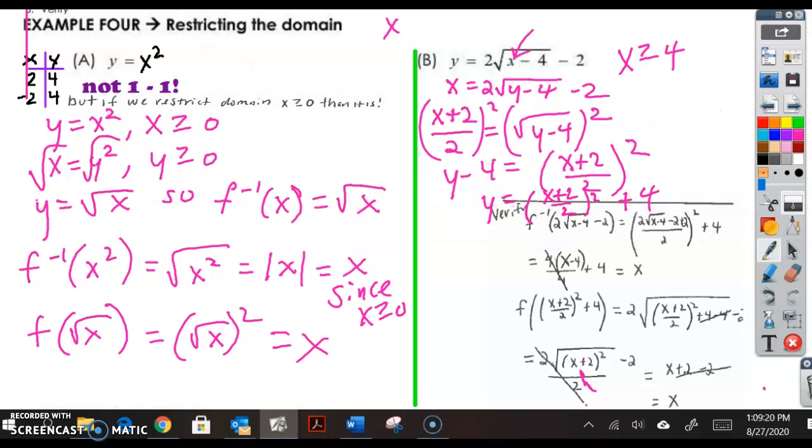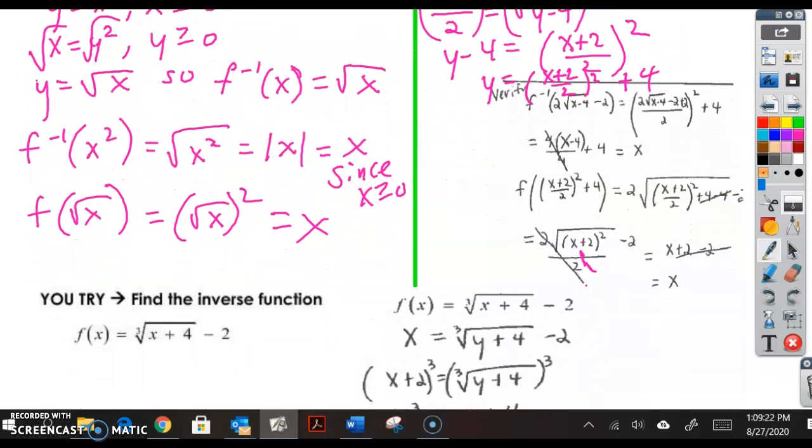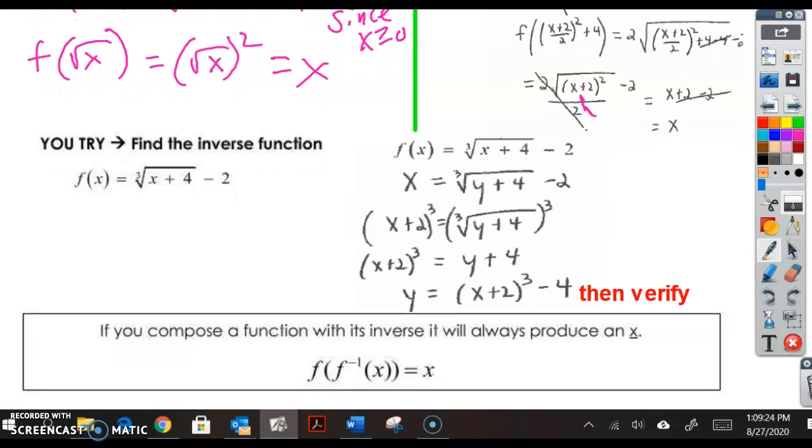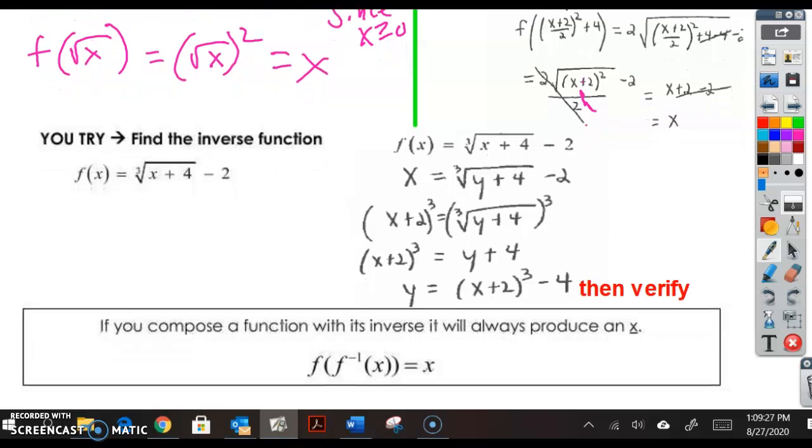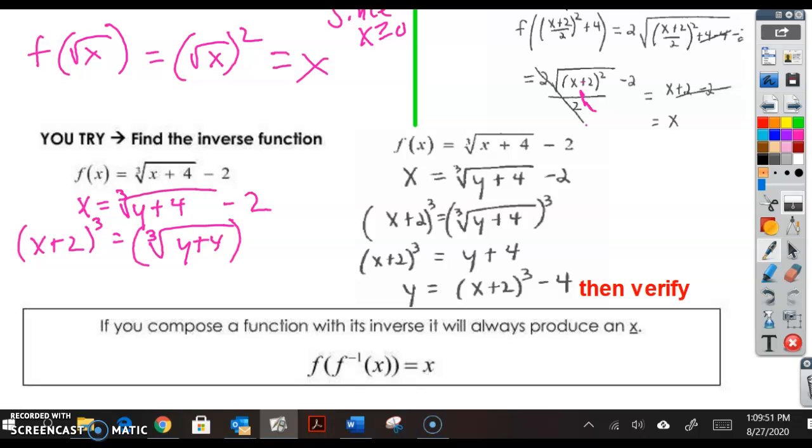Okay, so I think that is enough. I'm looking to see if there's merit in this one. I've got 2 minutes. Okay, so go ahead and switch the x and the y. I might run out of time. All right, I'm going to move the 2 over, and then I'm going to cube both sides, right? So that's the cube root of y + 4, and then cubed.